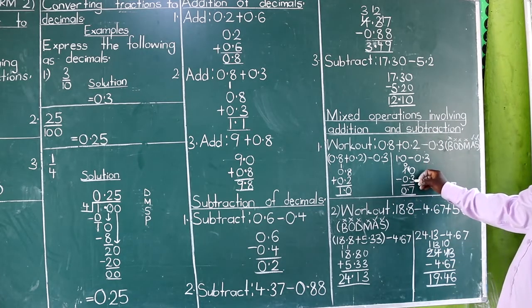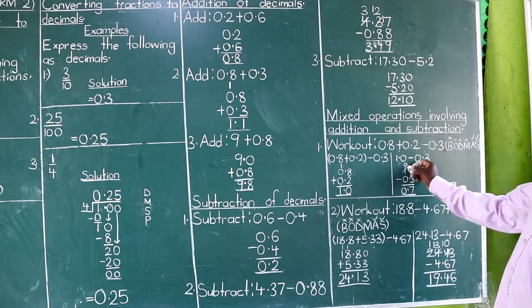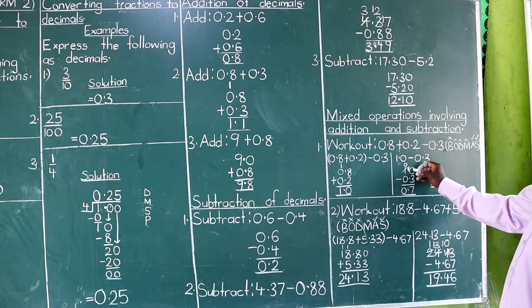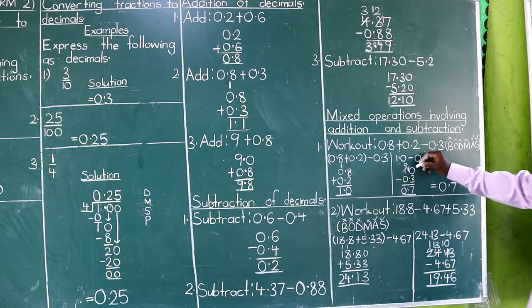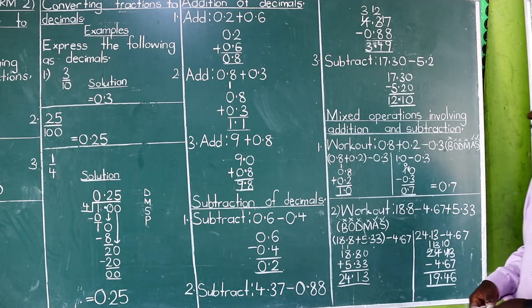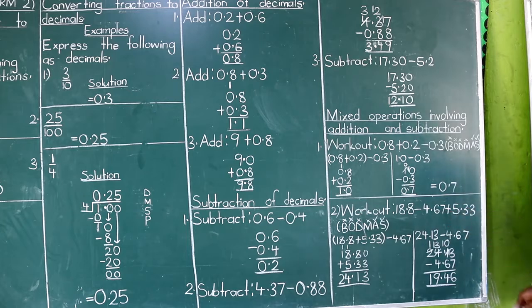0 minus 3 is only possible after borrowing. We borrow 1 from 1, and 1 remains with nothing. So remains a 0, and 1 is equal to 10. 10 plus 0 gets a 10. Now I've got a 10. A 10 minus 3 gets a 7. 0 minus 0 gets a 0. So the answer is 0.7 and nothing else. That is all. As we go to number 2, work out 18.8 minus 4.67 plus 5.33. Again, of course, subtraction and addition, 2 operations.